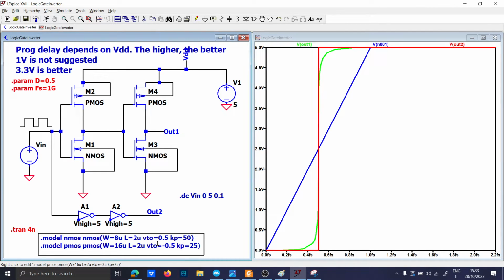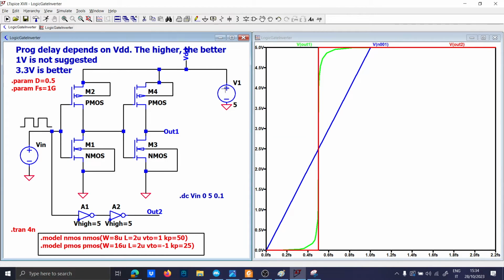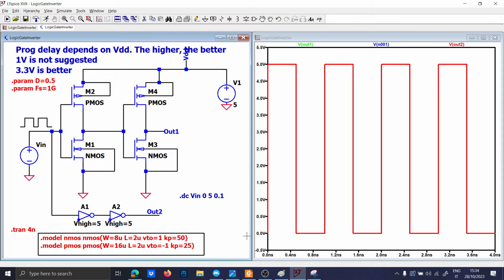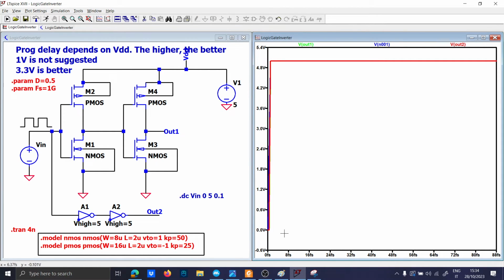But since we want to study the propagation delay, I think that we have to take into account the VTO here also. And so we can't neglect this factor here.